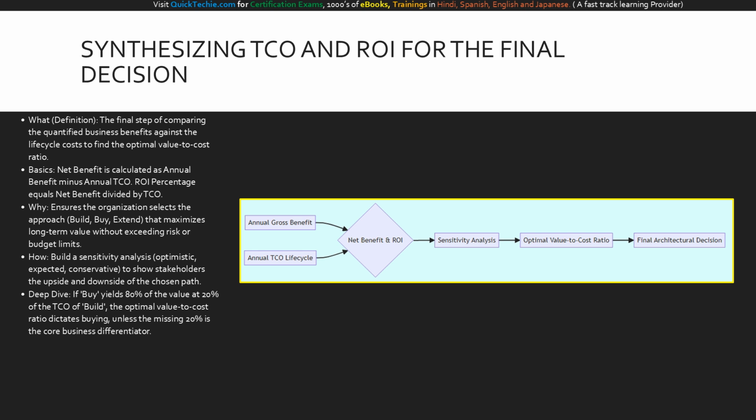Our final diagram illustrates the financial synthesis required to finalize your AI strategy. On the left, we input two crucial metrics: the annual gross benefit representing the time and money saved by the AI and the annual TCO lifecycle, representing our 5 cost domains. These two inputs feed directly into the central processing node, where we calculate net benefit and ROI. The output flows into a sensitivity analysis node, ensuring we account for optimistic and conservative adoption scenarios. This rigorous financial filtering leads us to the optimal value-to-cost ratio. It is only after determining this ratio that the arrow points to our ultimate conclusion, the final architectural decision.